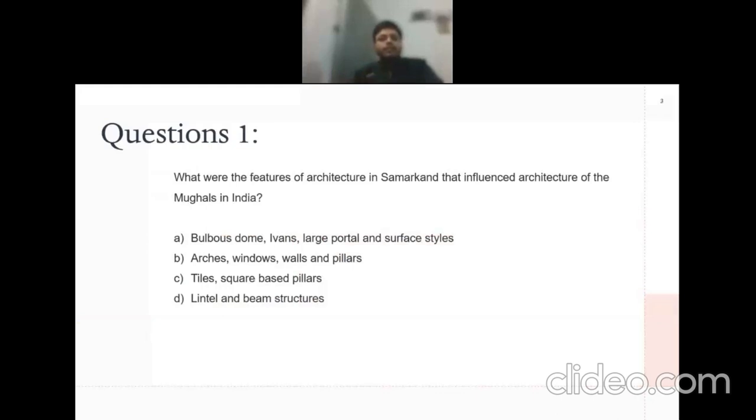Okay, so let's go to question number one. What were the features of architecture in Samarkand that influenced the architecture of the Mughals in India? The options are the bulbous dome, Ivans, large portals and surface tiles; arches, windows, walls and pillars; tile, square-based pillars; or lintel and beam structure. Let it be an interactive session. No problem if your answer is wrong or right. Let's learn. So what is the correct option? Anyone?